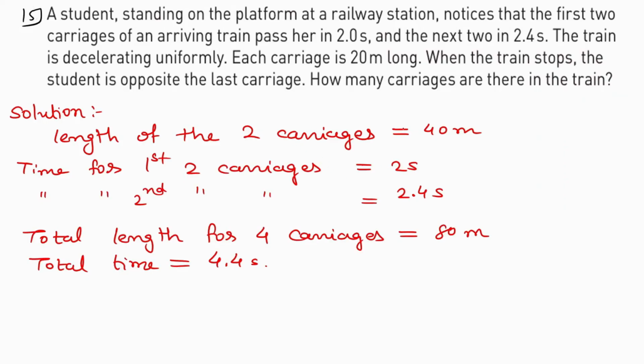Now, here I write what is the given data. The length of two carriages is 40 meter. The first two carriages take 2 seconds, the second two take 2.4 seconds, and the total length of four carriages is 80 meter, with a total time of 4.4 seconds.